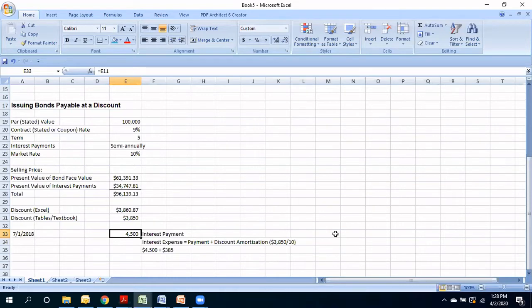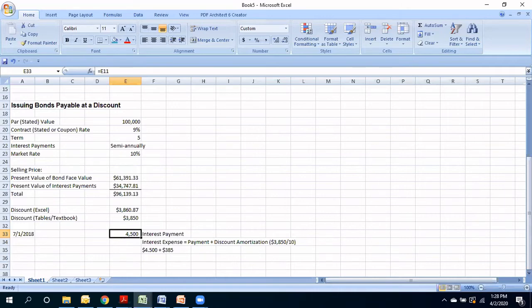This is, again, a classic example of accrual accounting, right? We're recording an expense that has two pieces to it. One is a cash piece, the $4,500, but the other piece of the expense, the $385, doesn't involve the payment of cash, but in fact, it represents an increase in expense.